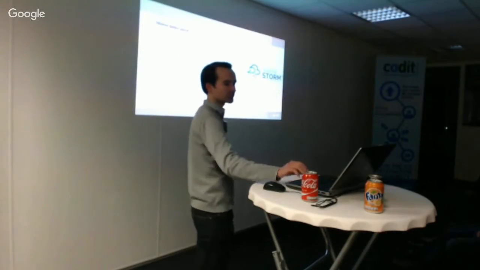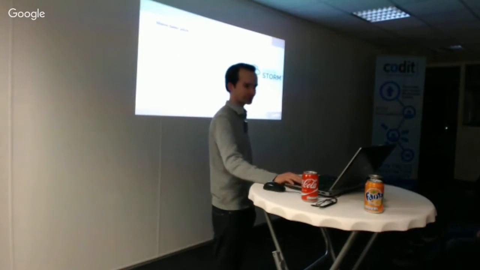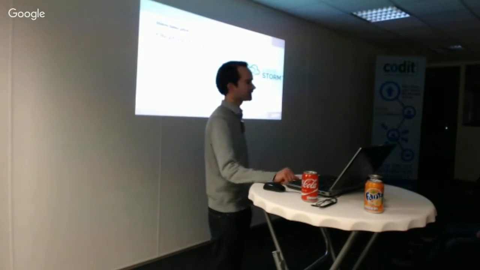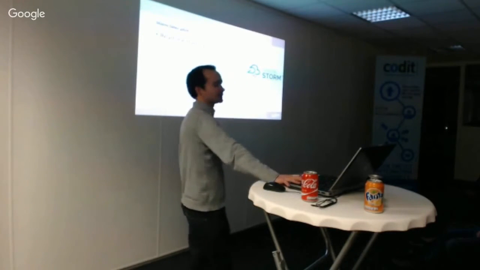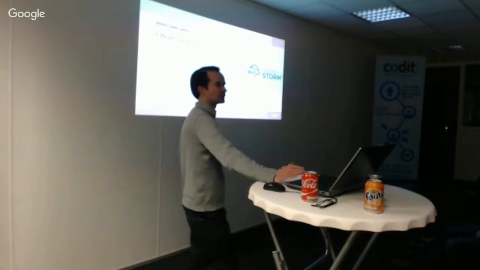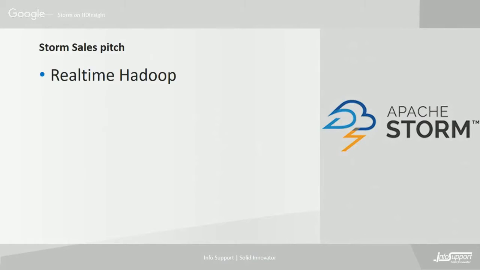So the Storm sales pitch, I just went to their website and took some notes. It's real-time Hadoop, they say. I don't find that a very good comparison with Hadoop. Normally, you define your MapReduce functions, you fire them off, and then you wait, and you wait, and you wait, and then finally you get a result.